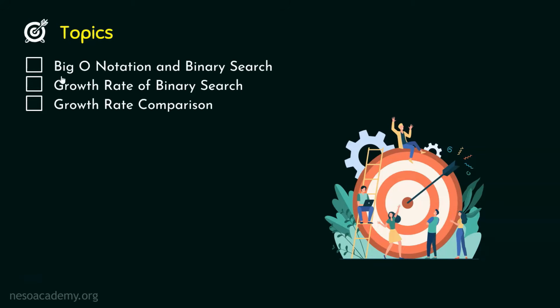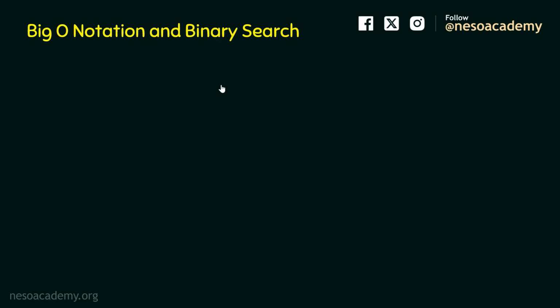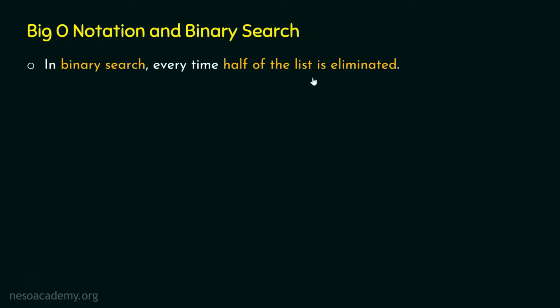Let's get started with the first topic, which is Big O notation and binary search. In case of linear search, we know that we compare each element of the list with the key which we want to find. But in case of binary search, we do not do this. In binary search, every time half of the list is eliminated, this means we do not compare each element of the list with the key. Instead, every time we compare the middle of the list with the key. Therefore, the number of comparisons in case of binary search is less than that of linear search.